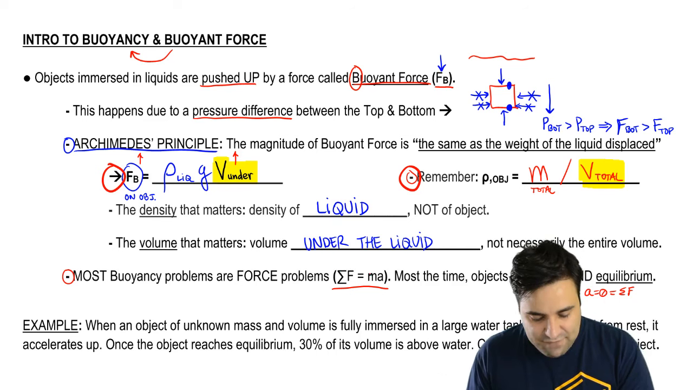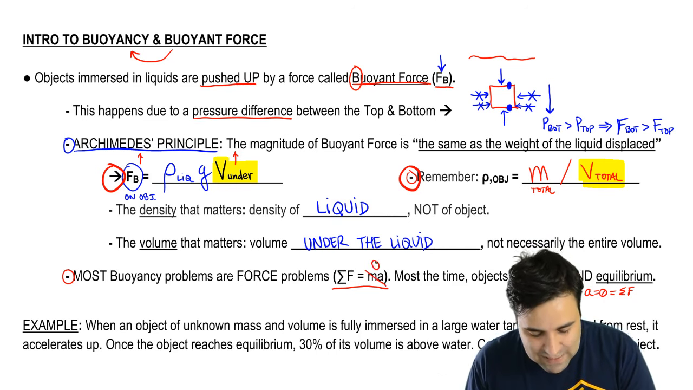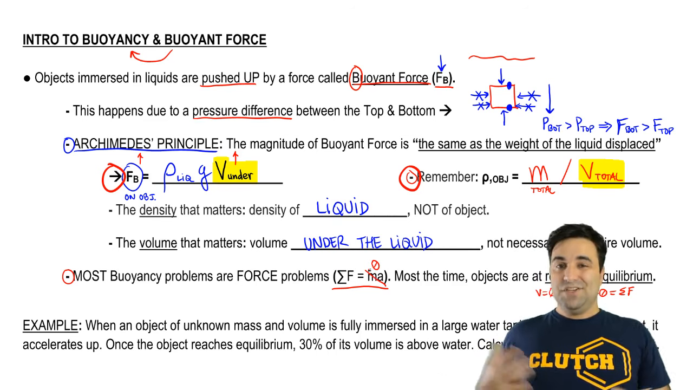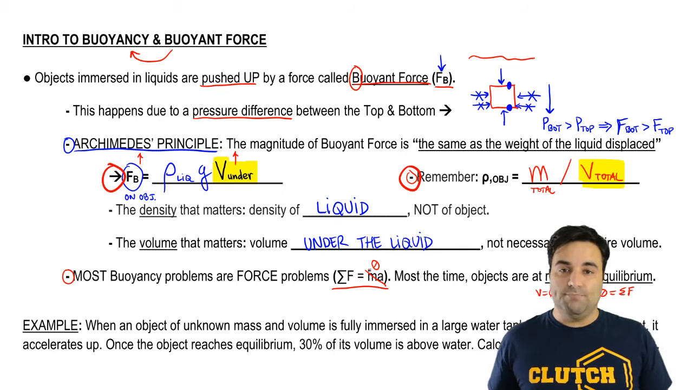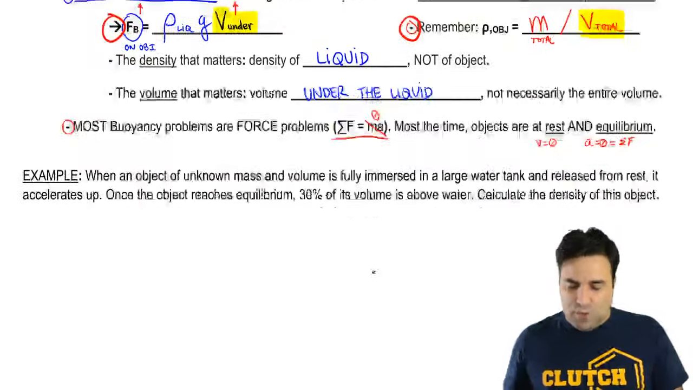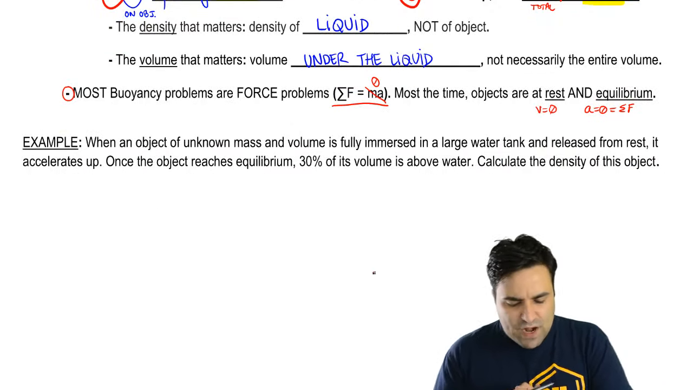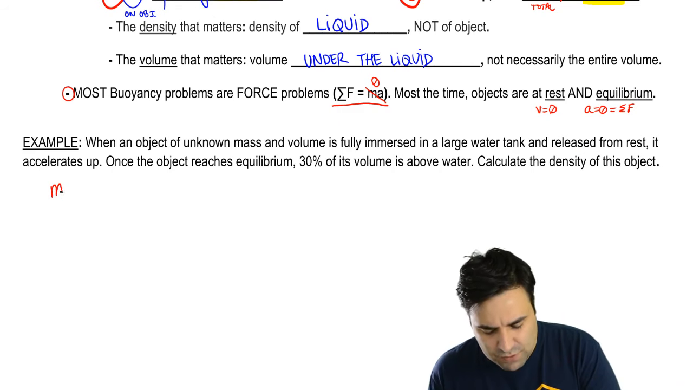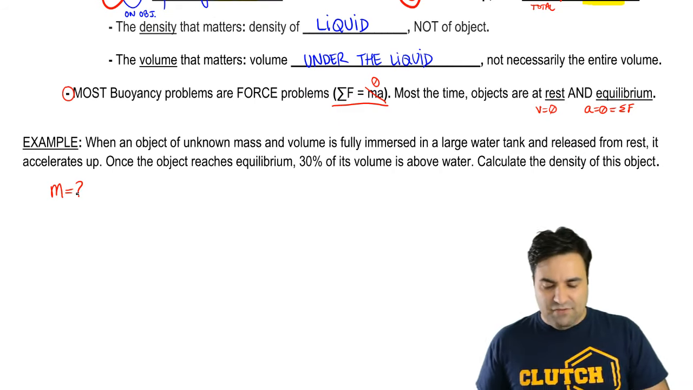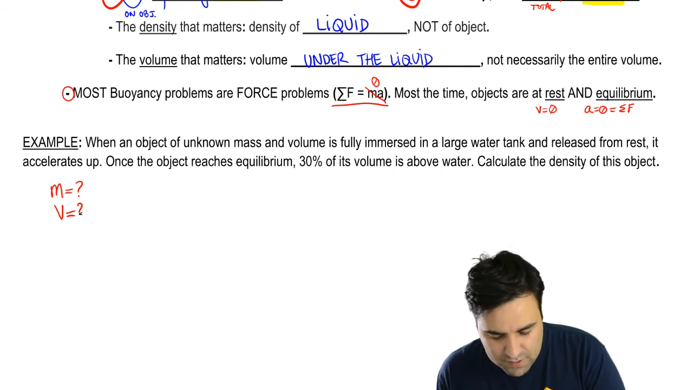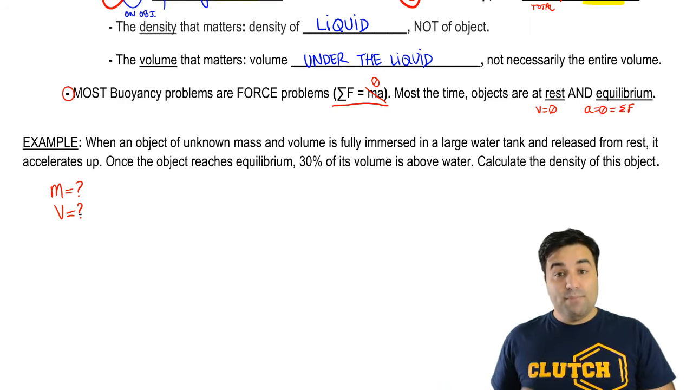So it's really a sum of all forces equals 0 problem most of the time. It's just equilibrium. Forces are just going to cancel. Cool? So let's do a quick example here. It says when an object of unknown mass, so we don't know the mass, and unknown volume, we don't know the volume, is fully immersed.